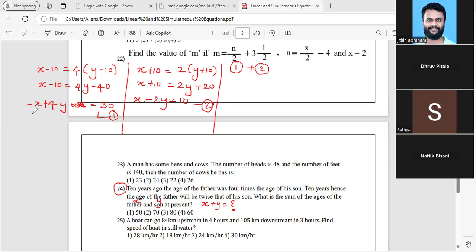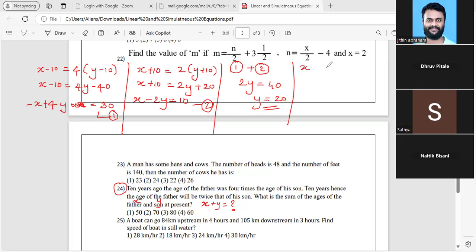So when I add them, minus x plus x gets cancelled, and I will get 4y minus 2y, 2y on the left hand side. And on the right hand side, I have 30 plus 10, that is 40. That gives me y, which is the son's present age, to be 20. Okay. And I will substitute this y is equal to 20 anywhere. It's okay, I can substitute it anywhere.